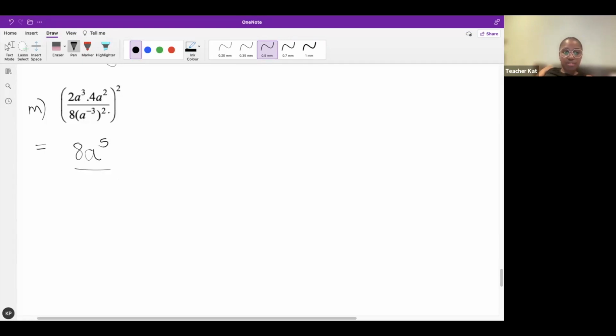Over. 8 is not affected by this 2, so I'm just going to rewrite it. But a to the power of -3 is also raised to the power of 2. So if I do what with my exponents, am I adding or am I multiplying those exponents? -3 and 2. I am multiplying. So then a is to the power of what? -6. Beautiful. All raised to the power of 2. Okay, we're still inside the brackets. Now we have one term, one term. What's 8 divided by 8? 1.